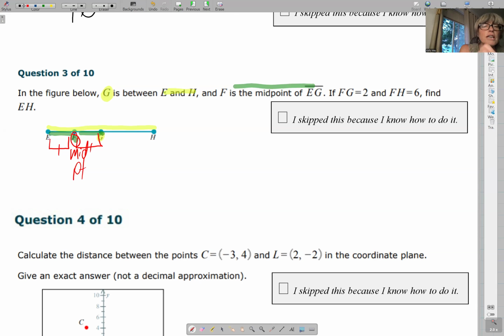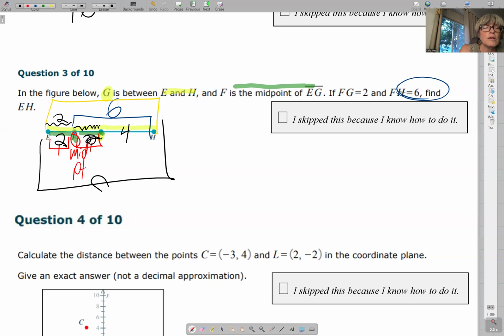If F to G is 2 and F to H is 6, it wants you to find E to H, which is the whole thing, of course. On my test, I'll make you find everything. So if this is 2, that's 2. That 2 away from 6, that's 4. This is 2 here. 2 plus 6 gets you the whole thing, which is 8.